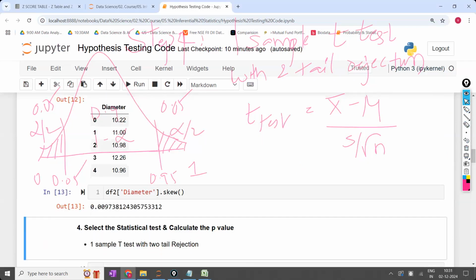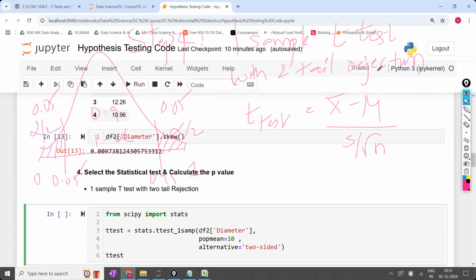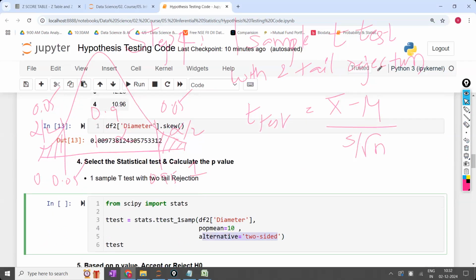What is the one I'm going to select? stats.ttest_1samp, with the column for which I have to apply the hypothesis test, the popmean value, and alternative equal to two-sided. Why two-sided? Because it is a two-sided rejection. Now, what is it going to do internally?